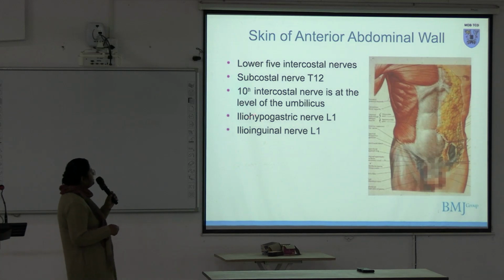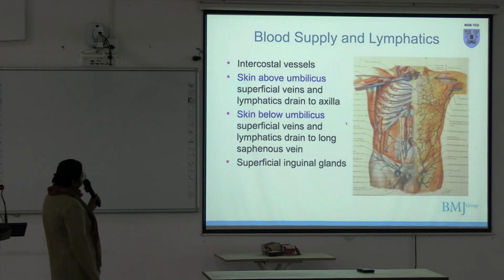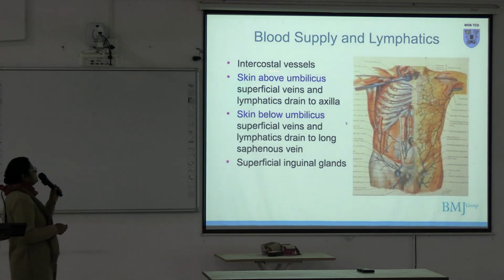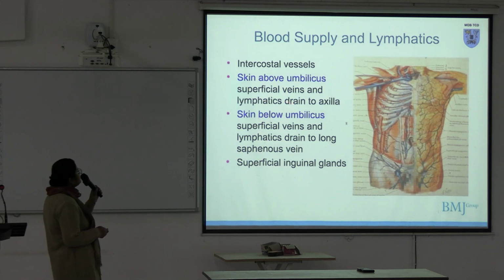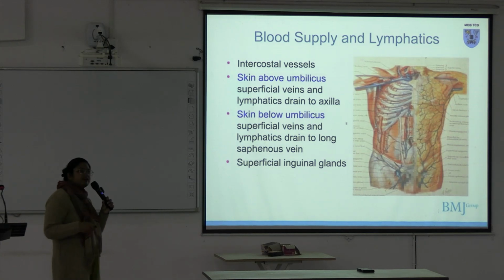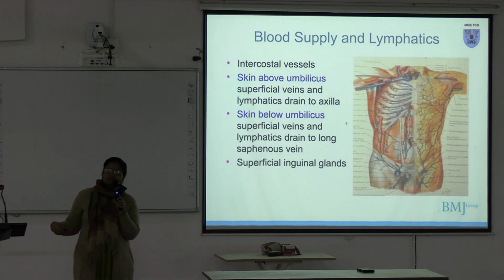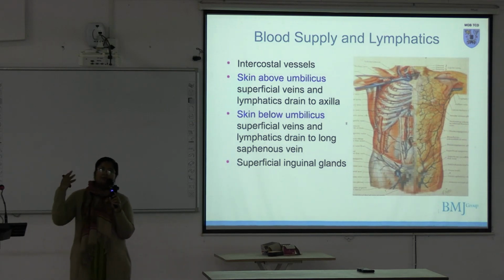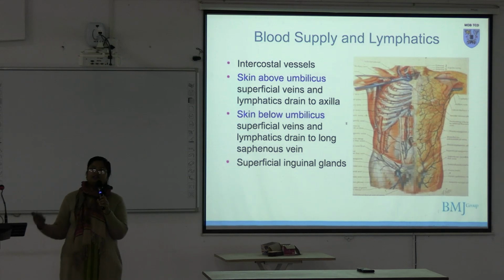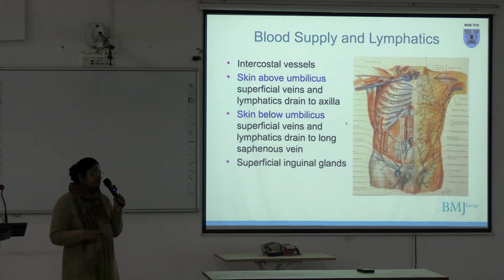Iliohypogastric nerve, L1, and ilioinguinal nerve also supply the anterior abdominal wall. Next, intercostal vessels are also lying there. For the skin above the umbilicus, superficial veins and lymphatics drain into the axilla. And the level of the umbilicus is known as the watershed line. Okay, watershed means a division line. Above it one supply, below it another supply. That's why watershed line.